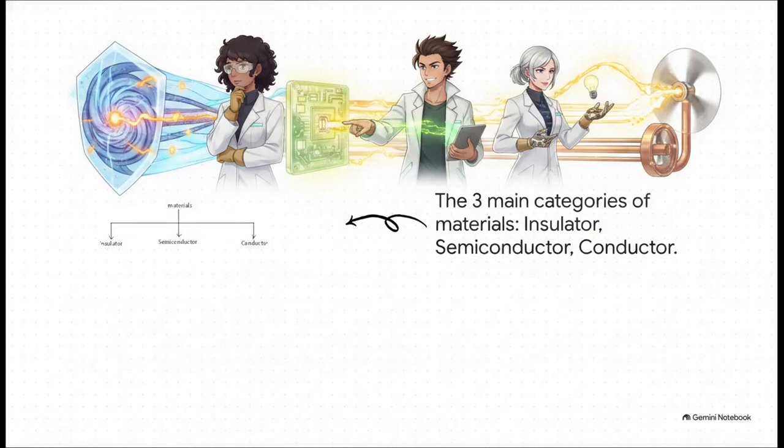Well, nature basically sorts everything into three main buckets based on how well they conduct electricity. Over on one side, we have insulators. On the complete opposite side, we have conductors. And then sitting right there perfectly in the middle, we have semiconductors. This very simple categorization is actually the entire foundation of modern electronics.